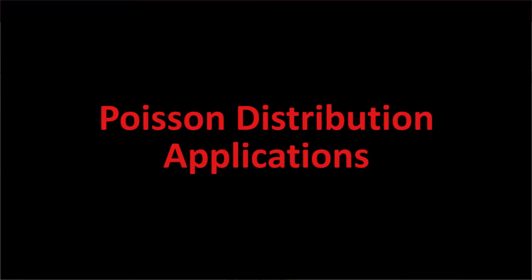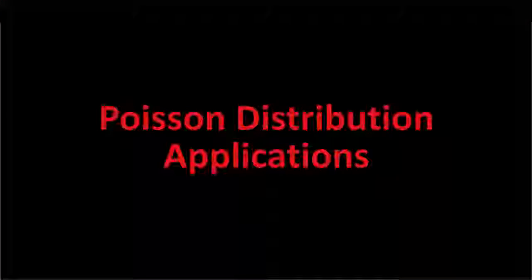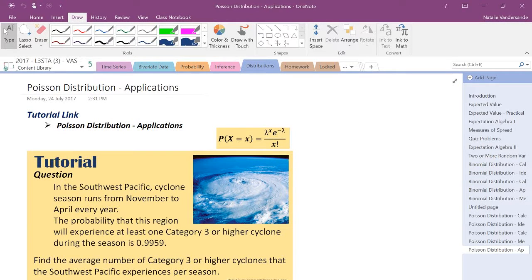This is a tutorial for working out application problems using the Poisson distribution. Applications usually involve calculating the average, lambda, or conditional probability. We normally use formulae or possibly probability trees to help work out application problems.